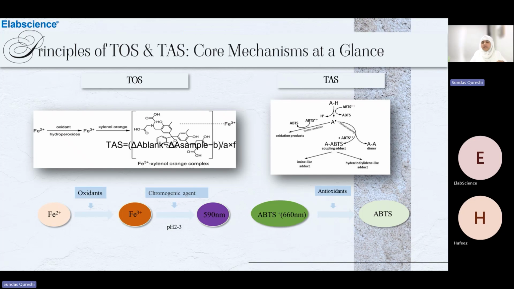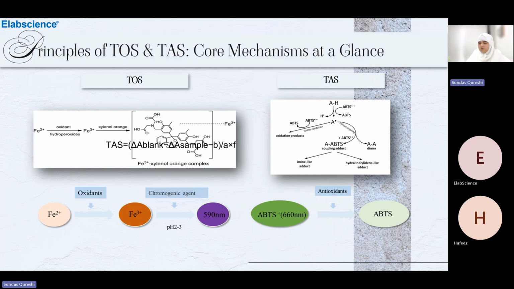On the other side, the total antioxidant status quantifies the cumulative antioxidant capacity. In this assay, ABTS is first oxidized to a green radical cation, which is ABTS positive. Then the antioxidants in your sample reduce it back to the colorless form.